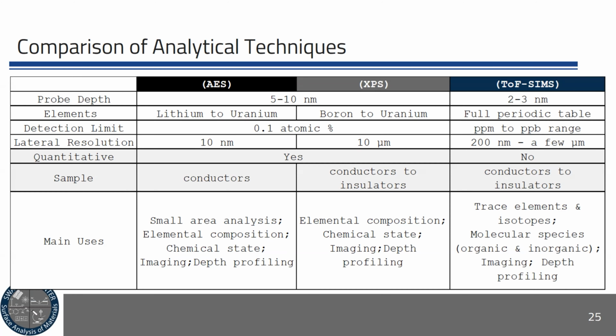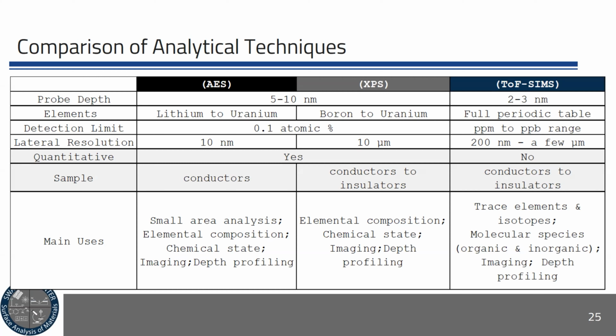And we have the time of flight secondary ion mass spectrometry, which I hope is a new technique for you, where we use the ion beam to generate secondary ions, and analyzing those ions, we can determine what elements we have, as well as the isotopes, and also get some molecular structure information. So all the three instruments, they are surface analysis techniques. So we are probing the top few nanometers of the sample.